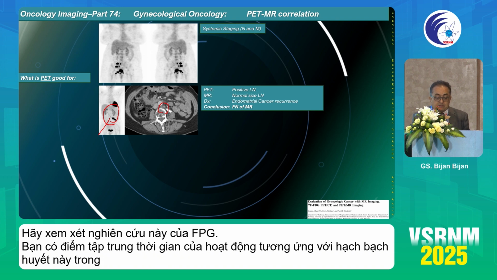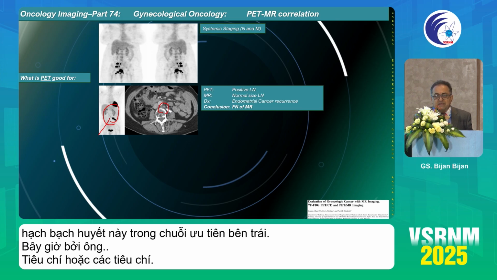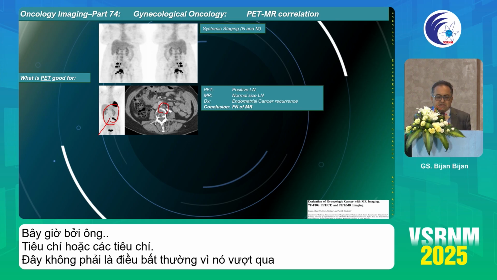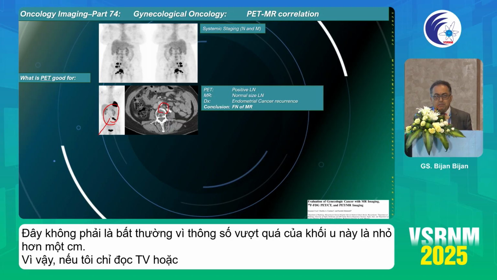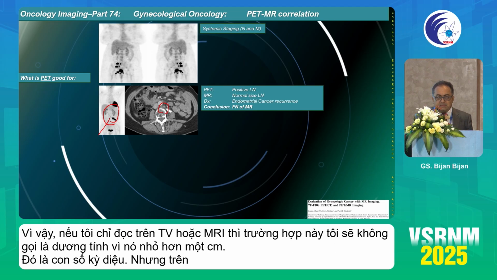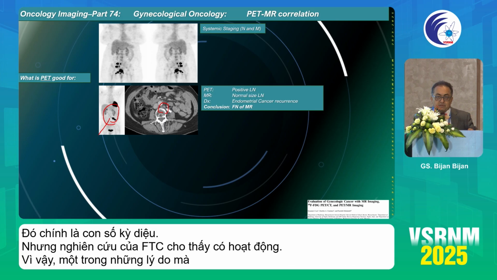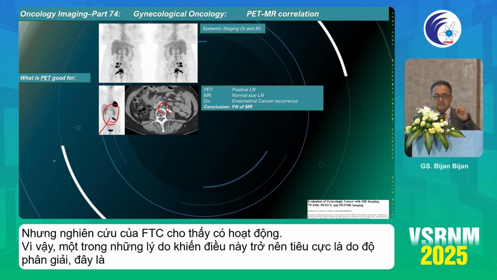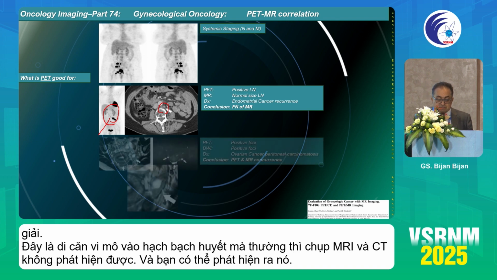Now, by MR criteria or CT criteria, this is not abnormal because the shortest diameter of this tumor is less than 1 centimeter. So if I'm going to read only the CT or MR of this case, I'm not going to call it positive because it's less than 1 centimeter. That's our magic number. But on the FDG study, it shows activity. So one of the reasons that this was negative is the resolution. This is micrometastasis into the lymph node that MRI and CT usually miss, and you can pick it up on the FDG study.